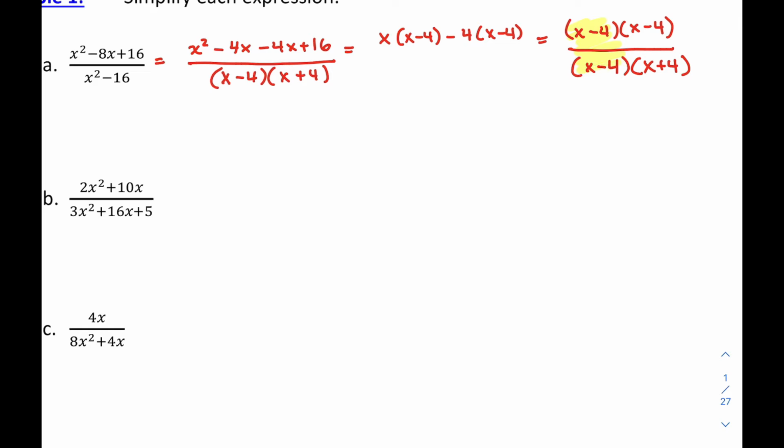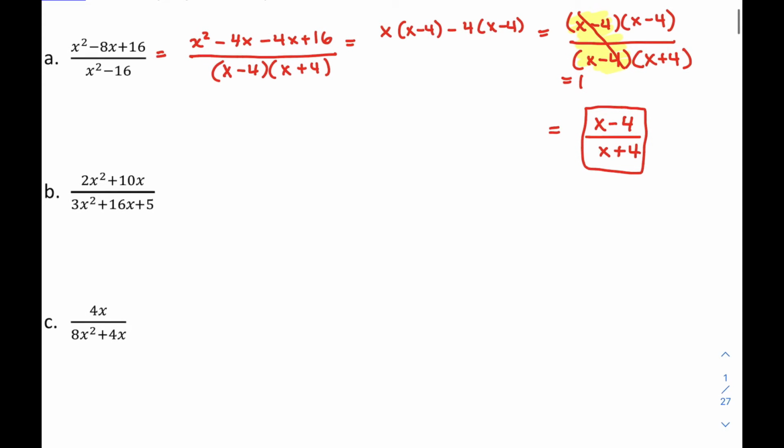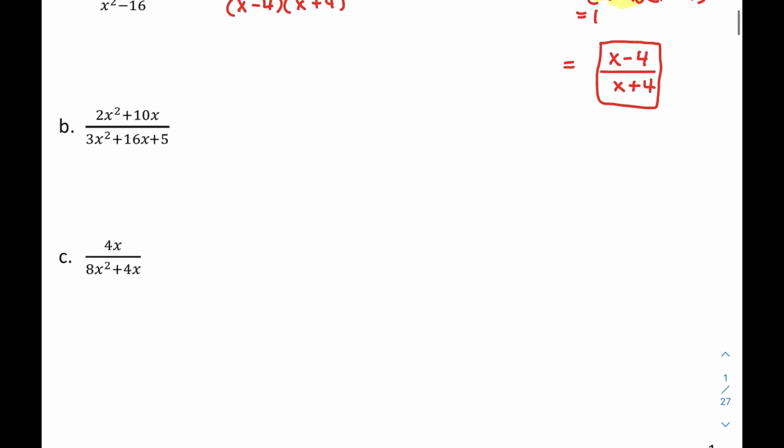Now any common factors that I have, now that it's all multiplication, can divide out to 1. So I'm just going to end up with x minus 4 over x plus 4. And that's as simplified as it goes because those individual terms share no common factors. Remember, factors are things that are being multiplied together, not added or subtracted.